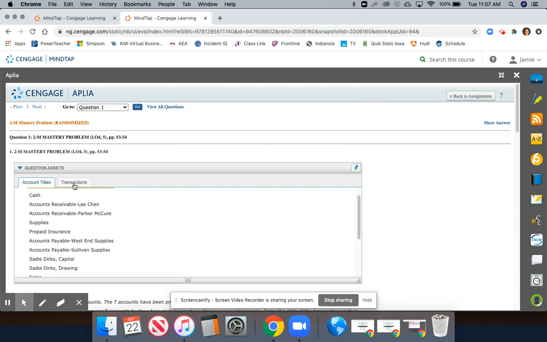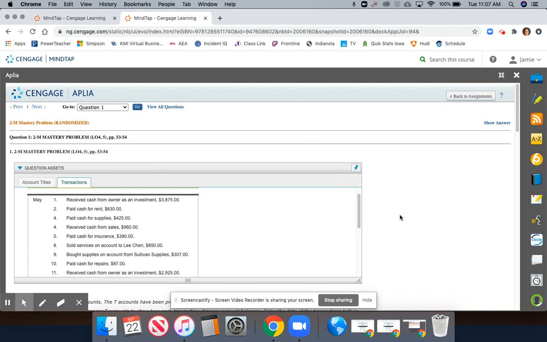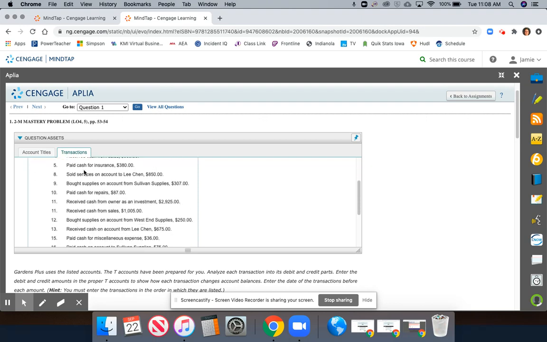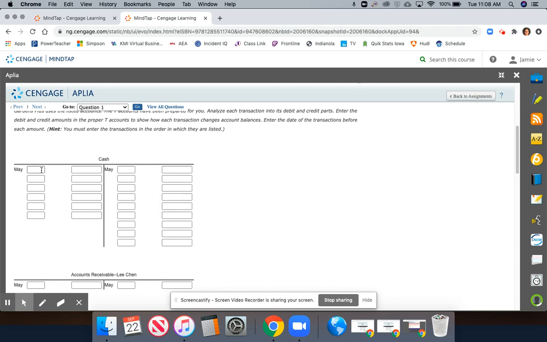All the supplies together, all the prepaid insurance, all the sales, all the advertising. So now when you go through the transactions for the mastery, you're going to need to find the 2 accounts that you need. So the first transaction, I'll do a couple together. Number 1, received cash from owner as an investment, $3,875. So I know that I have cash, and I know that I have our investment account or capital, $3,875. So if I received cash on May 1st, I know cash is an asset. It increases with a debit.